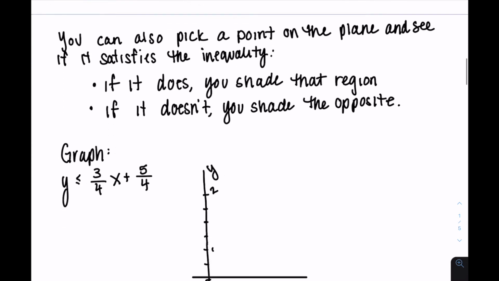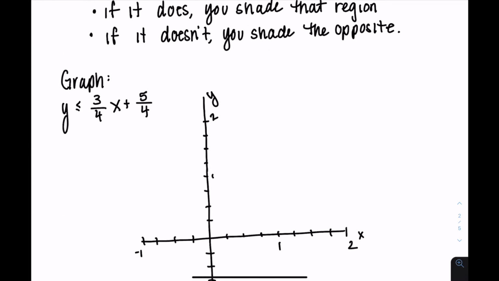So let's graph this line first. I've got a y-intercept of 5 over 4, so I've split these up into fourths. My slope is 3 over 4, so we'll go up 3 over 4 to get this point here. So this point is also on the line. And now I can equal anything on the line, so we're going to draw it as a solid line.